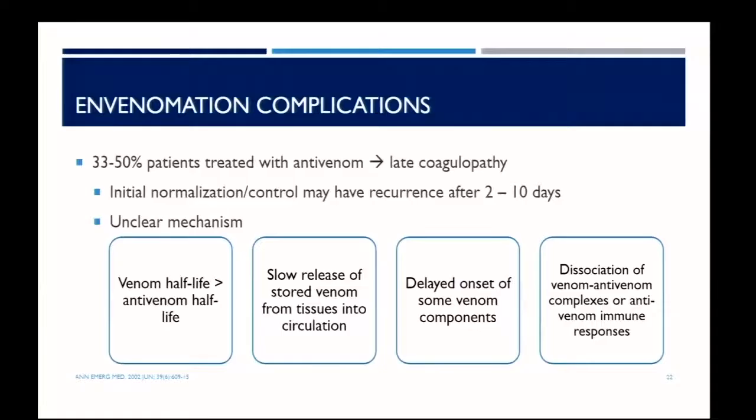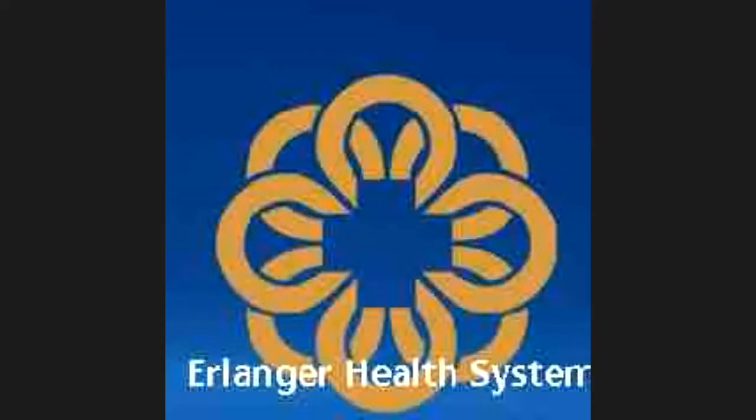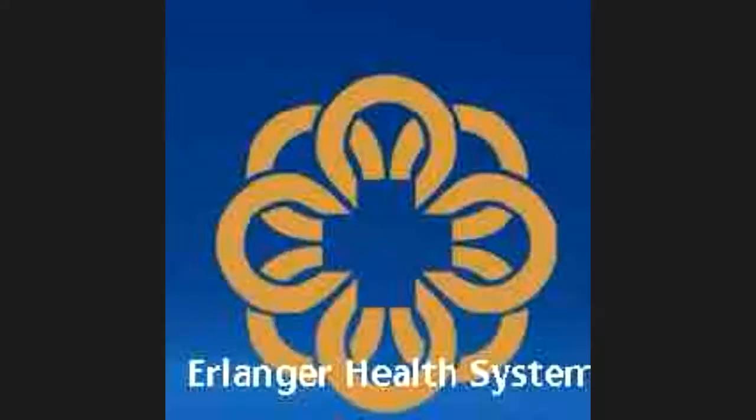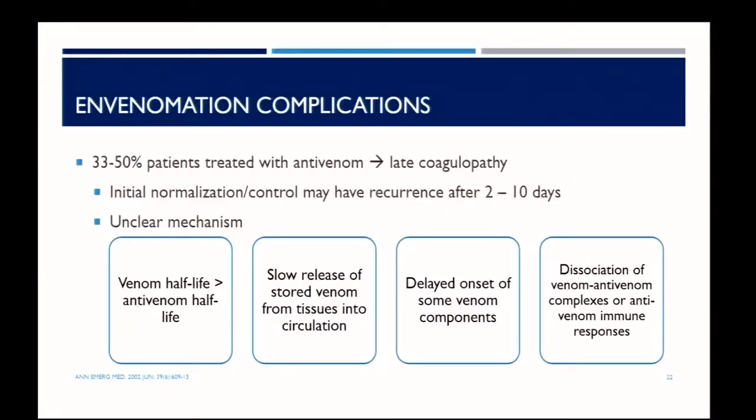And then one of the more notable complications of envenomation is that up to 33 to 50% of people who are treated with anti-venom develop something called late coagulopathy, which is when the patient actually has initial normalization or control of coagulation parameters, but after 10 days, those parameters become abnormal again. And why this occurs is unclear.